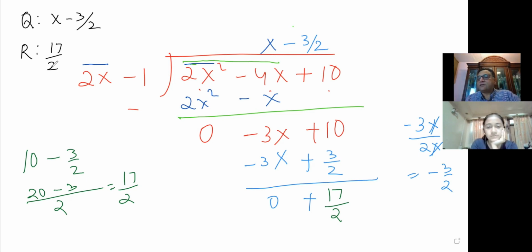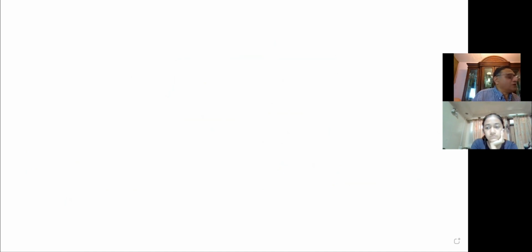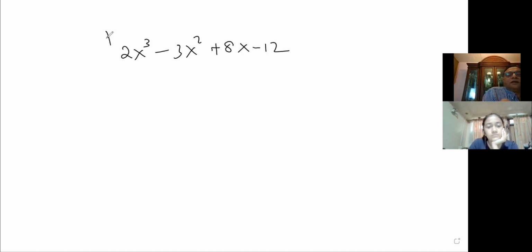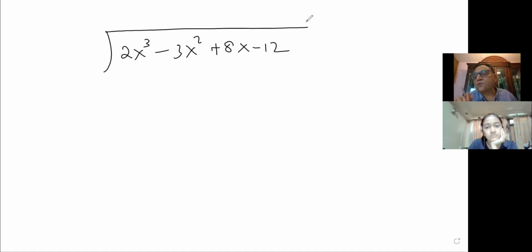Correct. So we have divided a trinomial of degree 2 with a binomial of degree 1, a linear expression, right? With a quadratic expression, correct? Let's clear the screen and let's go to a higher degree this time, correct? So let me take a question from another book. It is similar, just that, well, 2x cubed minus 3x squared plus 8x minus 12. This question is from a grade 12 book, okay? I'm not joking, okay? I have copied the question from a grade 12 book for you. You are in grade 8, okay?